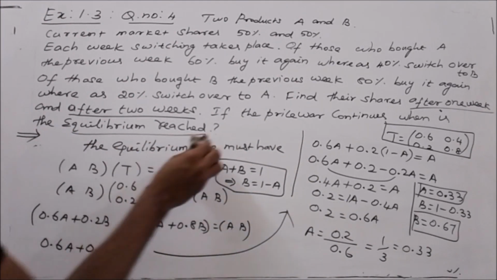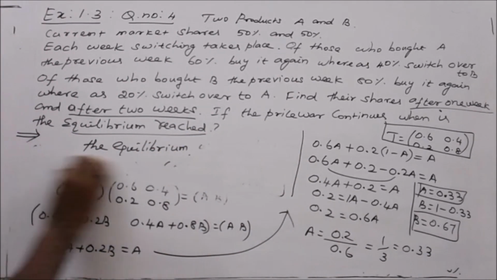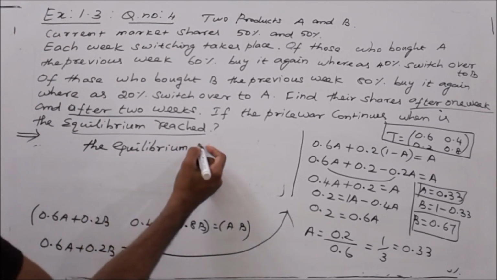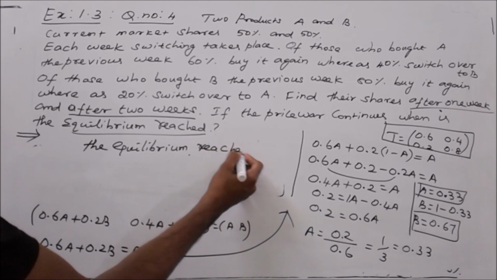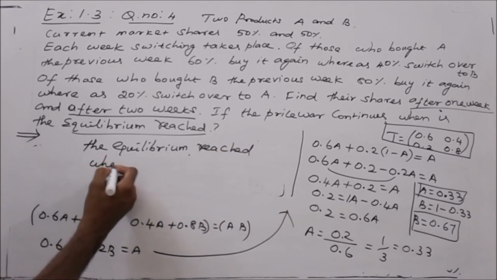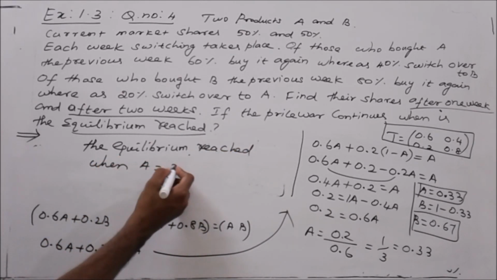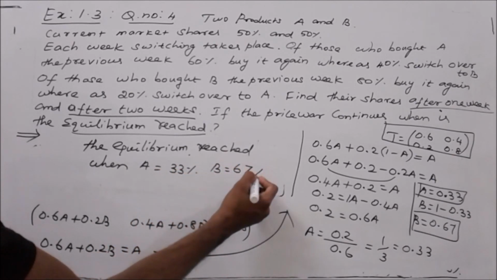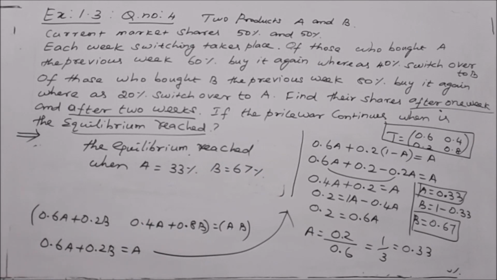Therefore, the equilibrium is reached when A equals 33% of the shares and B equals 67% of the shares. That's all.